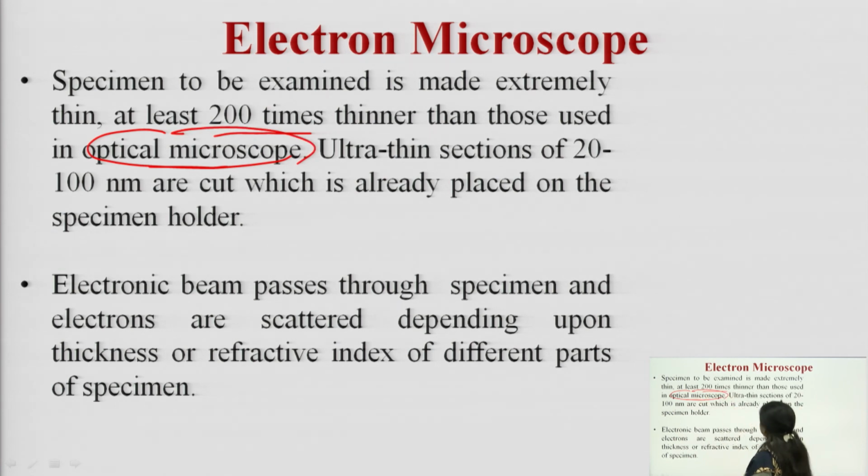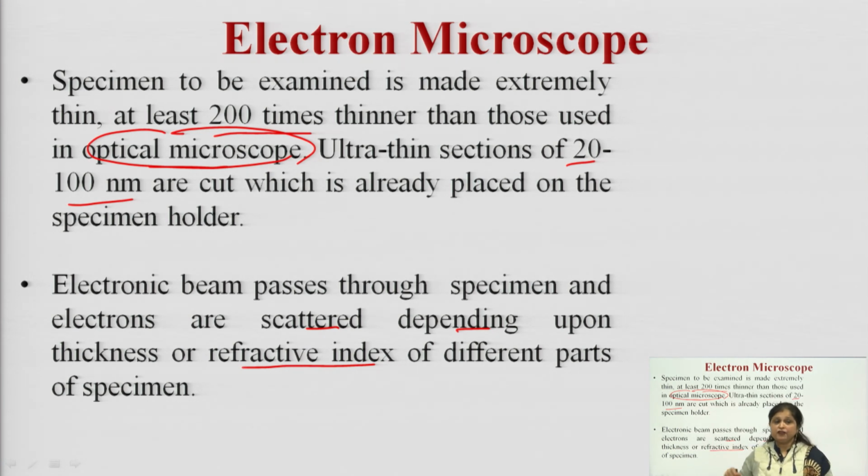Ultra thin sections of 20 to 100 nanometer. We have to cut the section into 20 to 100 nanometer, which we will place in the microscope, and we will try to observe under that electron beam. The electron beam will pass through the specimen and electrons are scattered depending upon the thickness and refractive index. Whatever image will be created will be based on the differences in the refractive index, differences in the thickness, differences in their diffraction patterns.